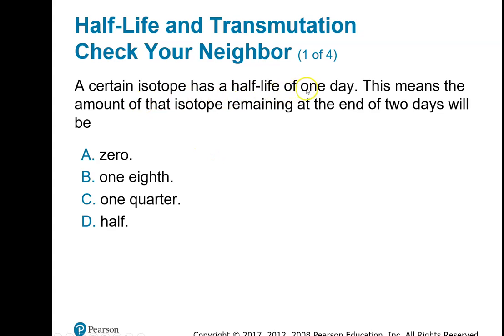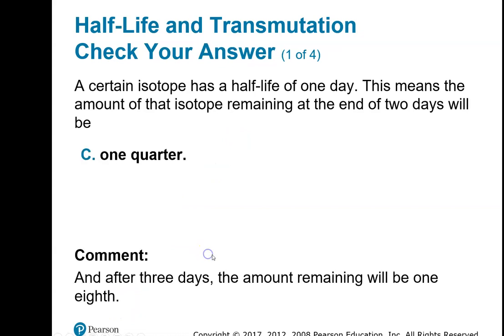All right, so here's the next one. A certain isotope has a half-life of 1 day. So remember, half-lives can be days, weeks, months or years, seconds even. Some of them are seconds. This means the amount of the isotope remaining after 2 days. After 1 day, it's going to be half, and then it's half of a half. So it would be 1/4. That's the basic idea.